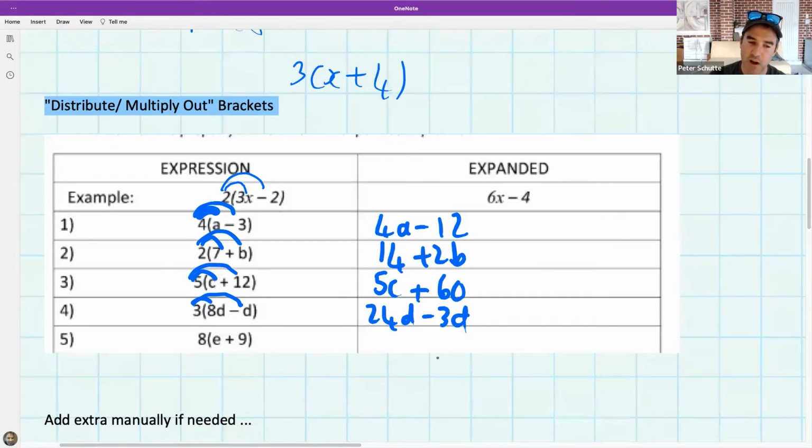Well done. And while we've got you here, what about 5? Can you do 5? Yes, sir. Okay, what's that going to be? So it's 8e plus 72, sir. Okay, and you obviously know your times tables because that was good. 8 times 9 is 72.